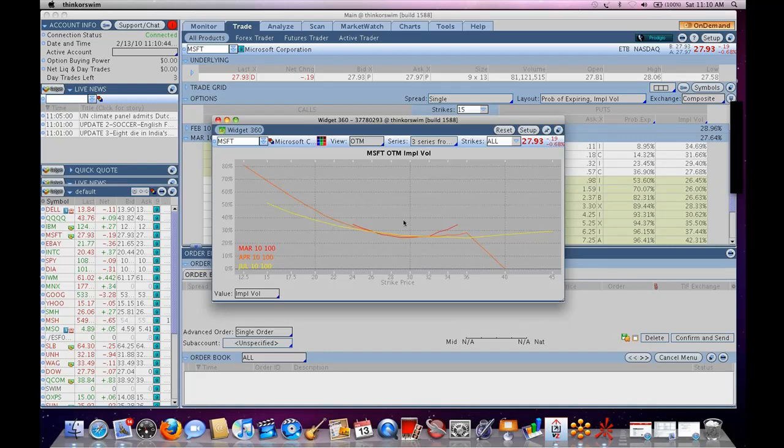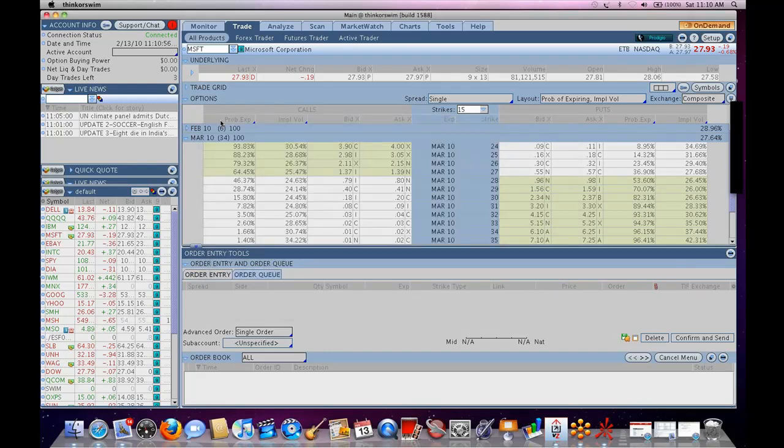Think about what the volatility analysis page was. It was simply an XY graph, a representation of data. It just showed you the implied volatility across the strikes. That's what Widget 360 does. You want it in a slightly bigger format. It's on Tools also. Okay.